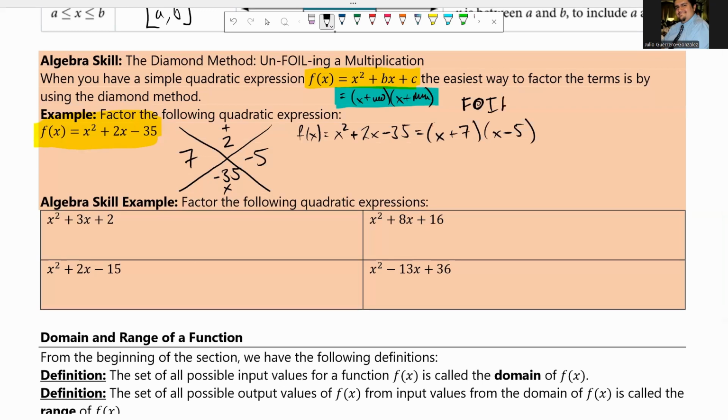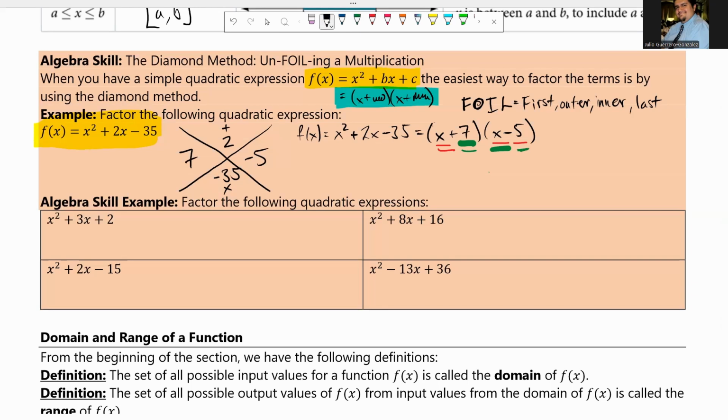F-O-I-L. That stood for first, outer, inner, last. This is how we had to group these. So this times this would be our first. This times this would have to be our outers. This times this would have to be our inners. And then this times this would be our lasts.